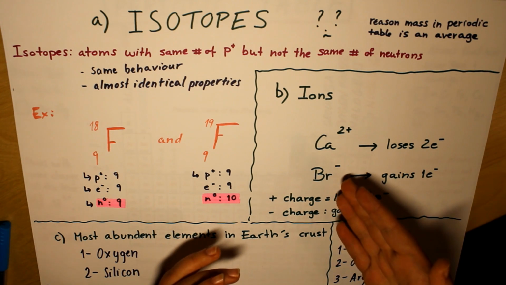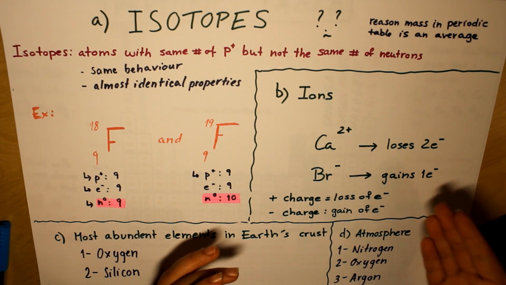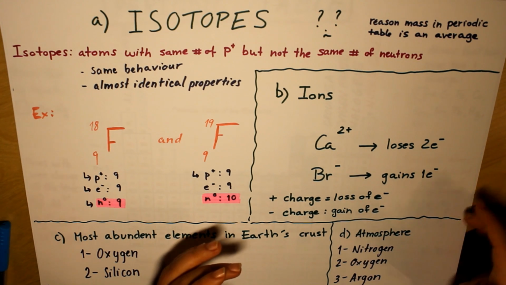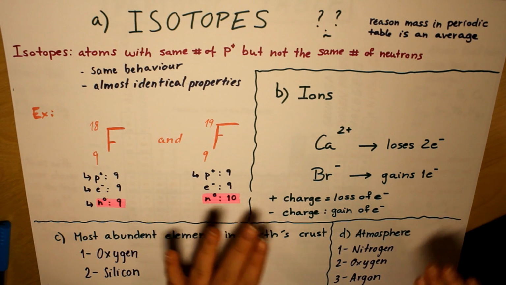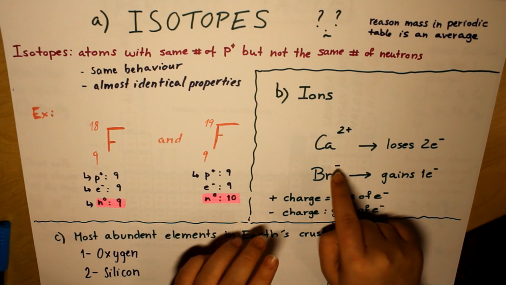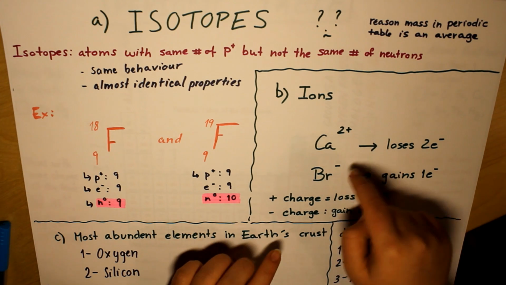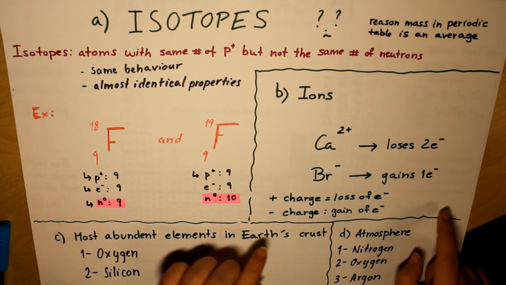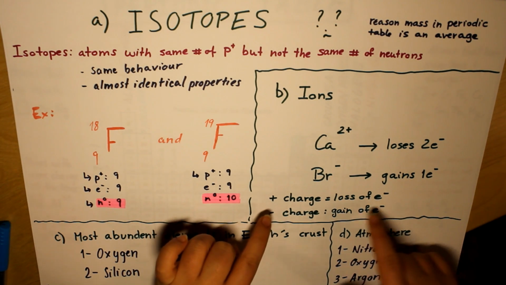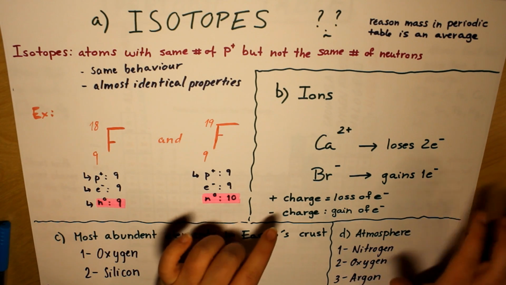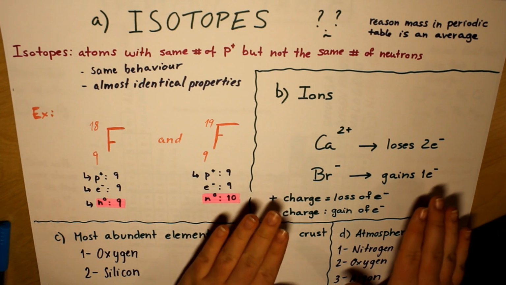And if you look at bromine minus, it gains 1 electron because it's negative. So when it's a negative charge, it always gains electrons. And usually it says right next to the charge how many electrons it gains or loses. And when it's positive, it always loses a number of electrons.